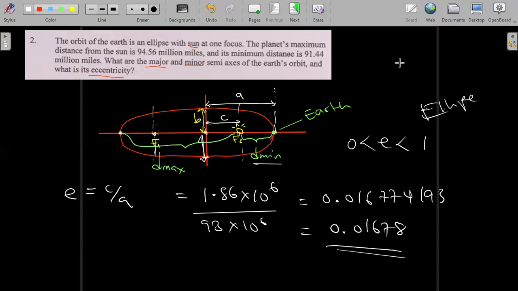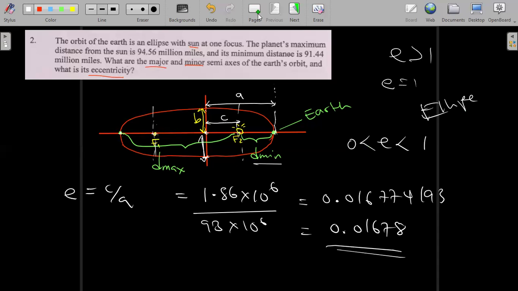Then for the hyperbola, the eccentricity is going to be greater than 1. For the parabola, the eccentricity is going to be equal to 1. Yeah, something like that. So this is what you'd get.